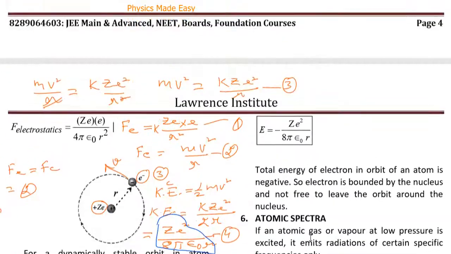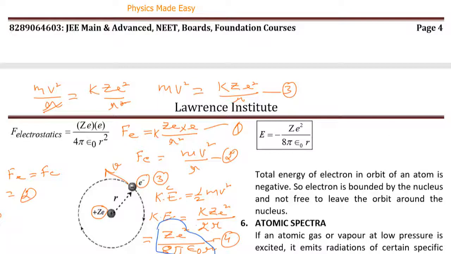So this total energy, he has written the formula here. This is negative. Total energy negative implies motion is bounded.